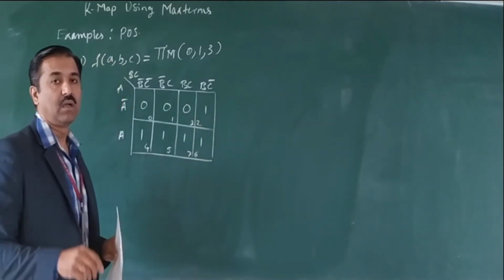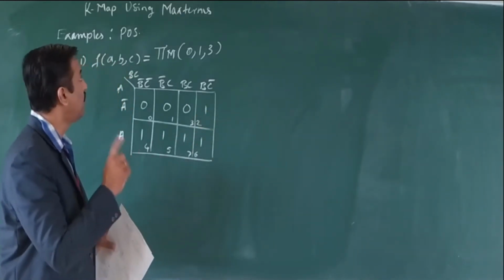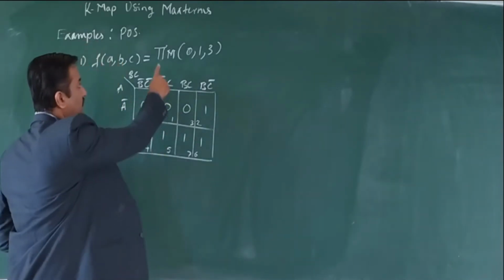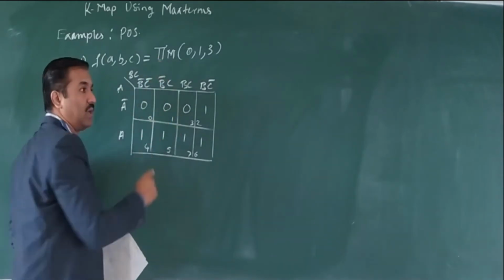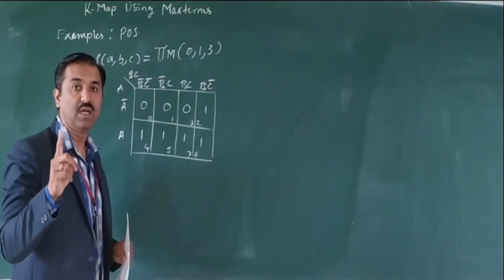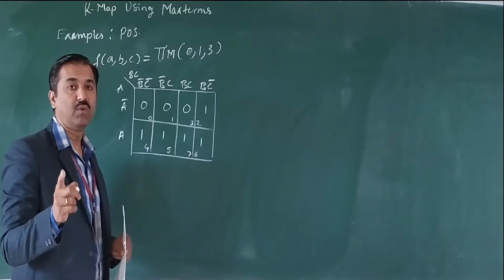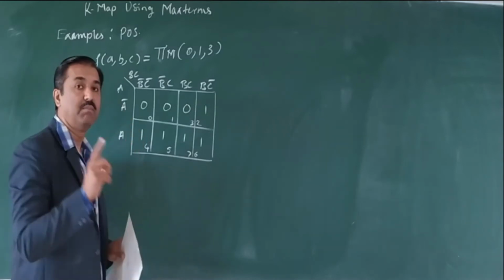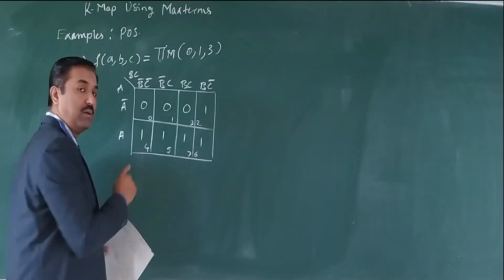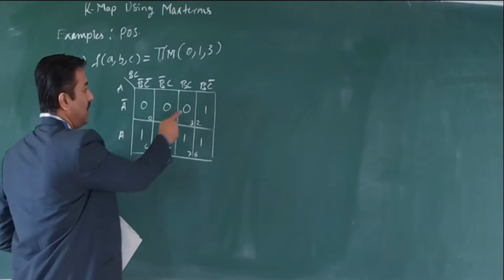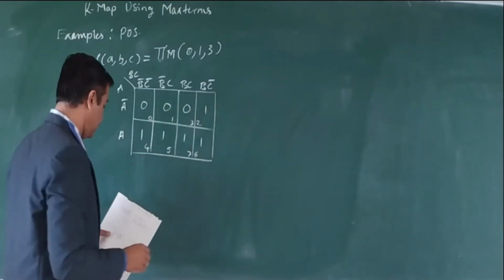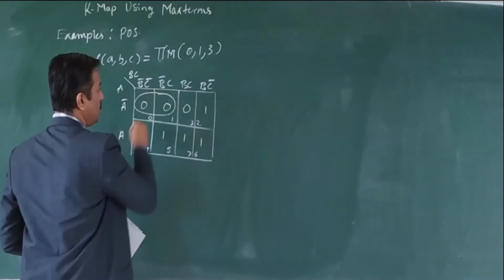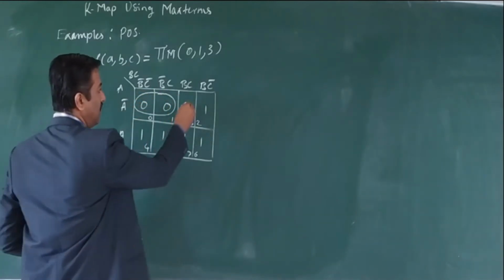Now understand that in a product of sum form expression, that is a max term expression, whenever we have this pi, we are going to group the zeros, not the ones. The ones grouping was done whenever we had the min term expression. Now here we have the max term expression which is in a product of sum form. So here I am going to group these zeros. These two zeros are adjacent to each other.